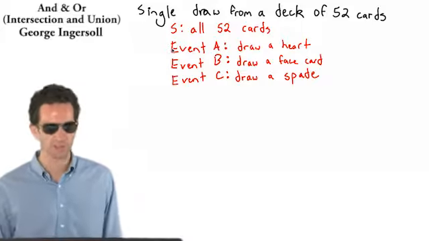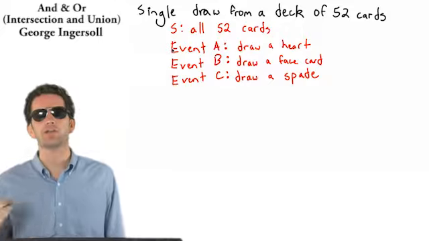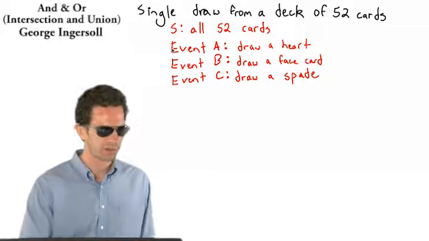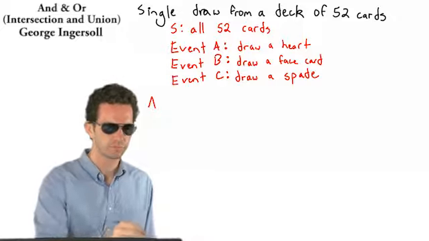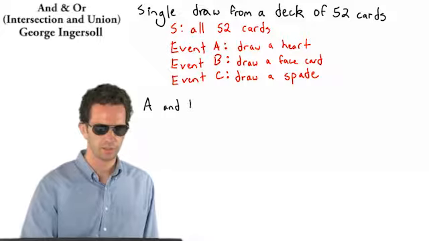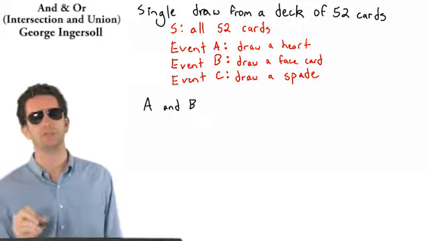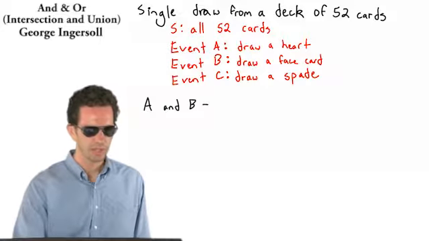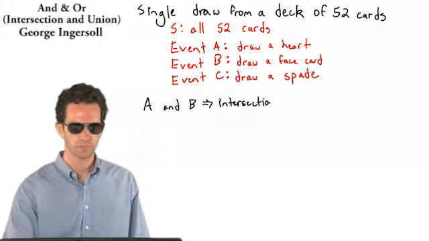So let's talk about A and B. What if I asked you, what's the probability of drawing a heart and drawing a face card? So we'll say A and B. This is drawing a card that is both a heart and a face card. A and B. And so we call this the intersection of A and B.